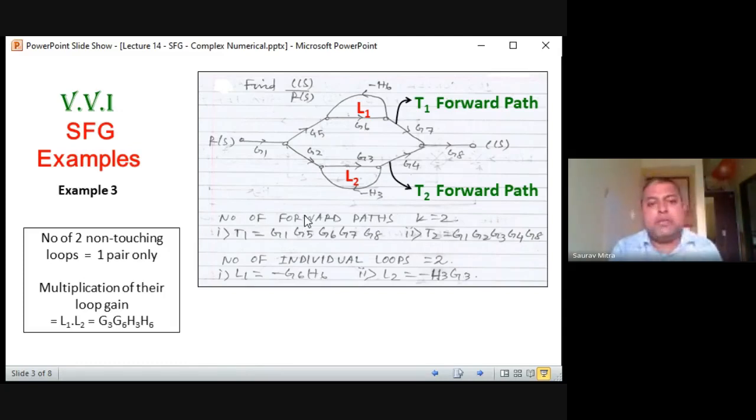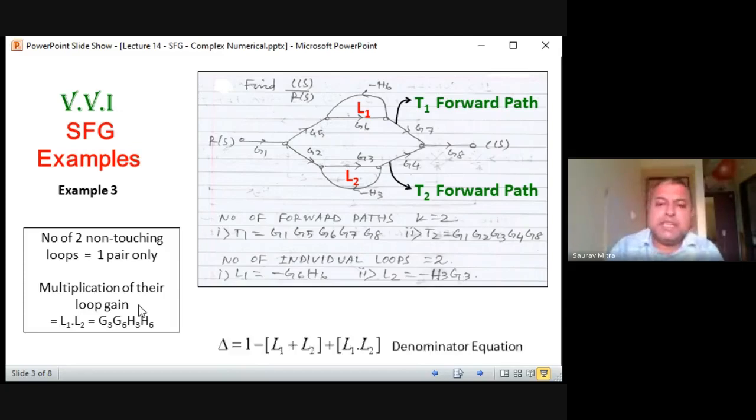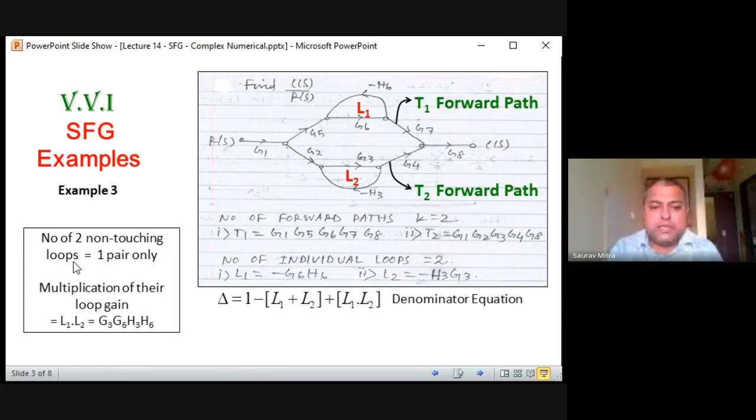So multiply their gain. If you are multiplying their gain, it is L1 into L2. So all these negatives will become positive. So it will be G3G6 multiplied by H3H6. So this term will come in the denominator, and combinations of three non-touching loops, combinations of four non-touching loops, all these things are not there because this is a comparatively easy numerical. So from all this, whatever is shown here, the forward path gain is not actually required in the determinant delta, but L1, L2 and L1L2. So these are the three things which will come in the denominator.